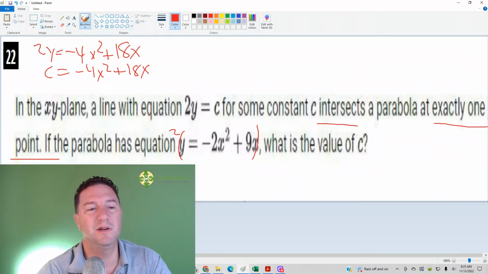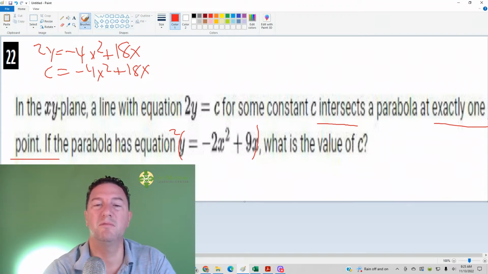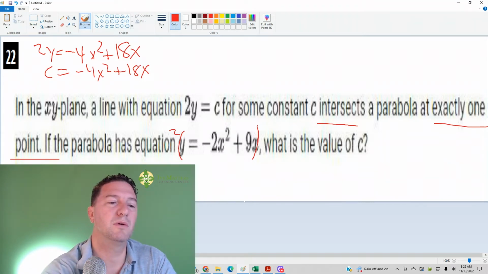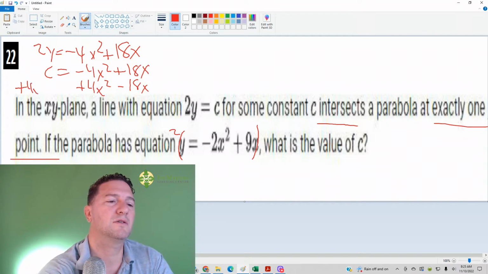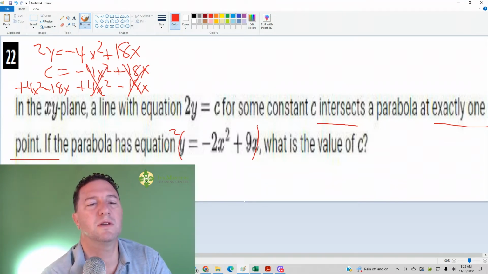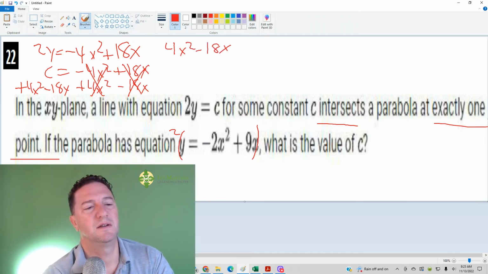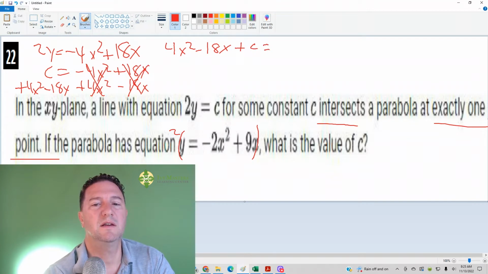And what I like to do is keep the x squared positive. It's how you're used to seeing it in math class, so that's typically how you want to do it as well. So if I add 4x squared to both sides, and I subtract 18x from both sides, here it cancels, because quadratics you always want to set equal to 0. So now you've got 4x squared minus 18x plus c equals 0.